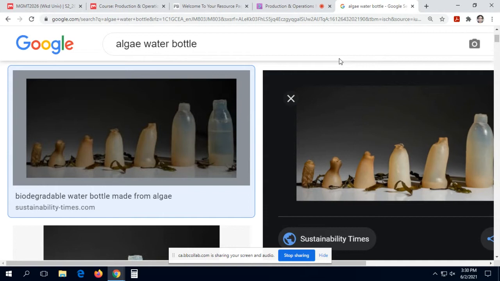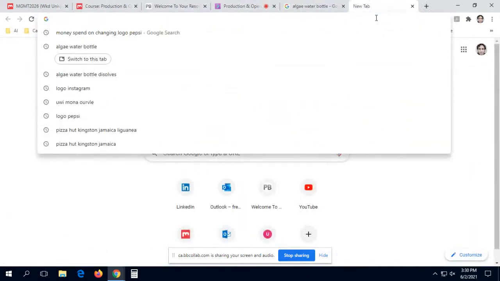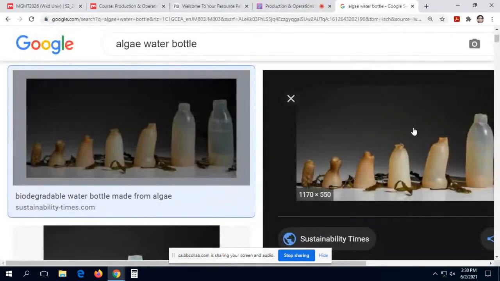So think about that. If that bottle is degradable, now it takes far more time to really change the culture of a country. Like if you say, let's change the culture of Jamaica, what was that campaign? Don't dirty Jamaica, something like that. There was some campaign also.